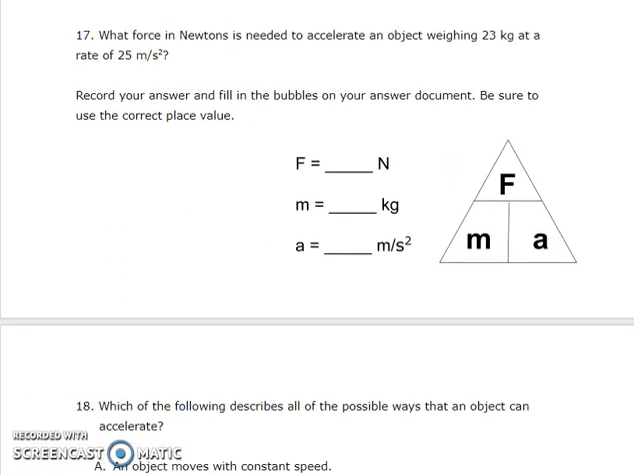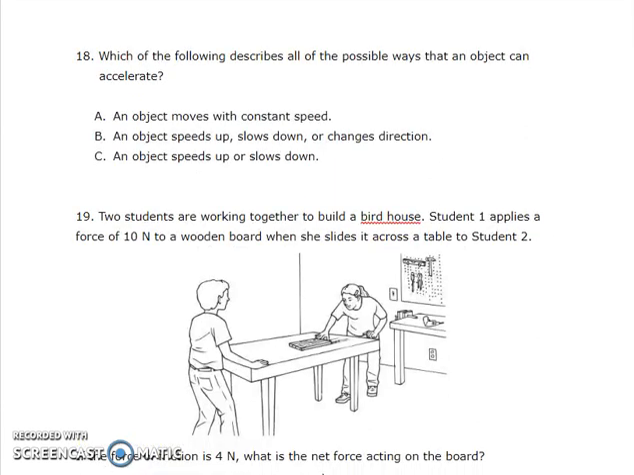Number 17. What force in newtons is needed to accelerate an object weighing 23 kilograms at a rate of 25 meters per second squared? Record your answer and fill in the bubbles on your answer document. Be sure to use the correct place value. Number 18. Which of the following describes all of the possible ways that an object can accelerate? A. An object moves with constant speed. B. An object speeds up, slows down, or changes direction. C. An object speeds up or slows down.